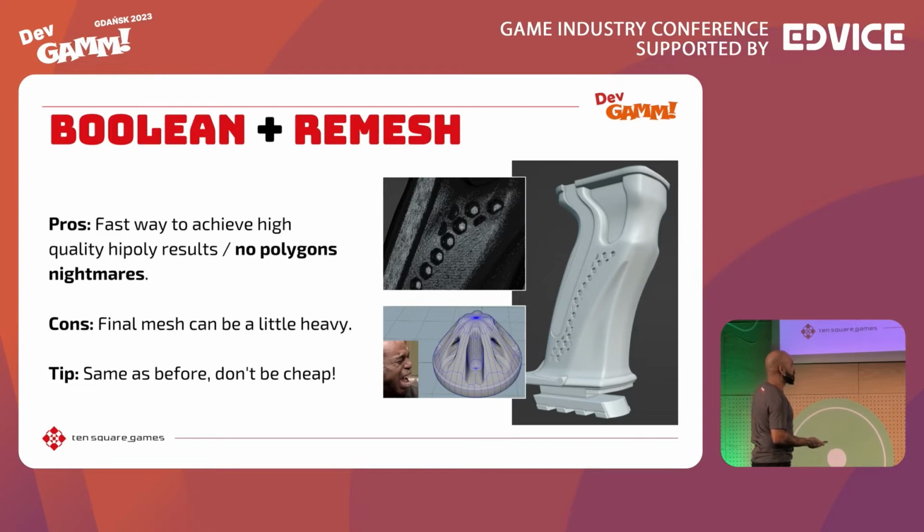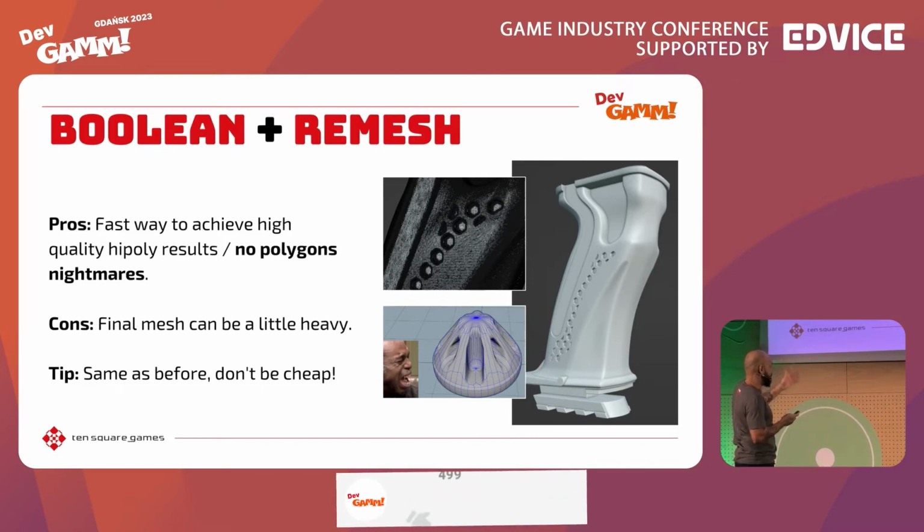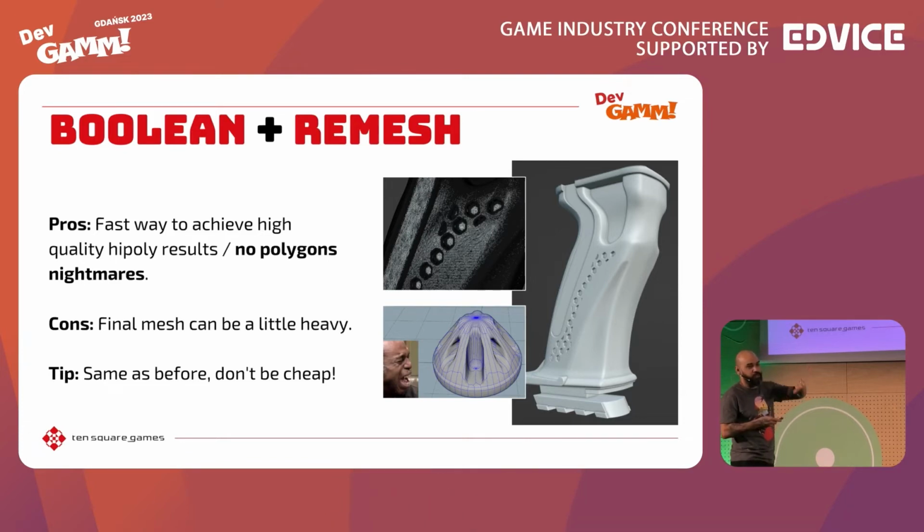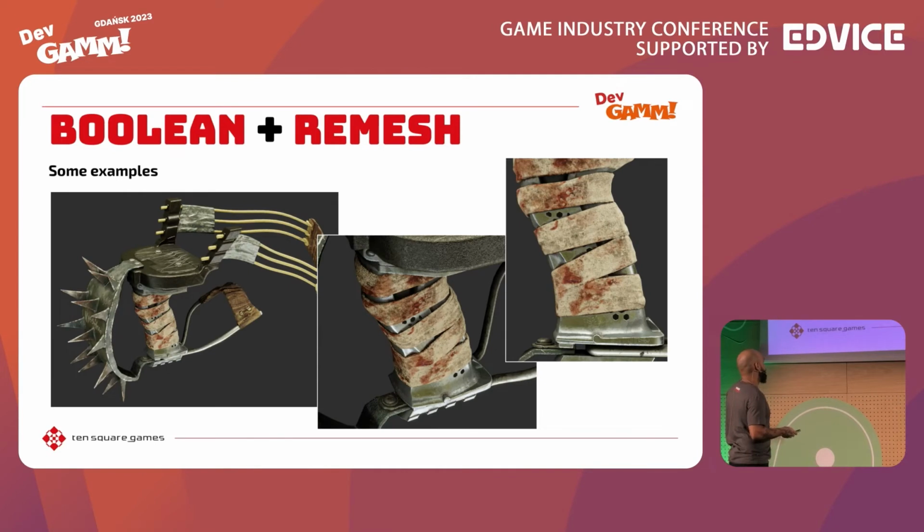Here I have the result, and I explain the pros: a fast way to achieve a high quality, high poly result. The cons: the final mesh can be a little heavy. You can see it's heavy. But you don't struggle with that because if you take just the Boolean operation result and just subdivide, you're going to get this, and you can't work with that. The final piece.